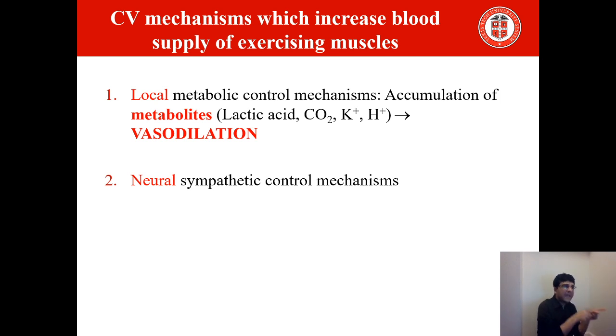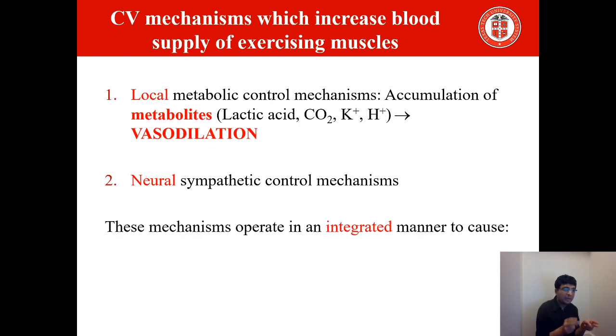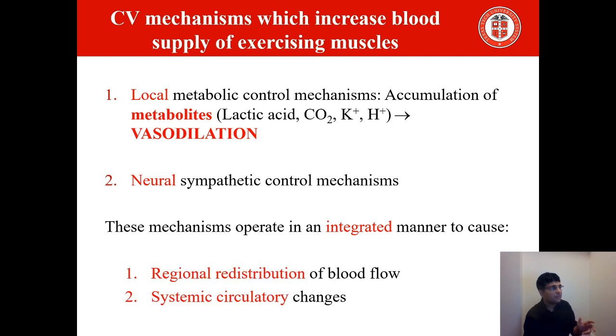This mechanism is helped by the neural sympathetic mechanisms, which increase the heart rate and the cardiac output, as well as bring more blood, milking it from all the parts of the body to the heart, to increase the cardiac output. So both these mechanisms, as you can see in the next point, are not operating separately from one another. They operate together and in an integrated fashion to bring about two changes.